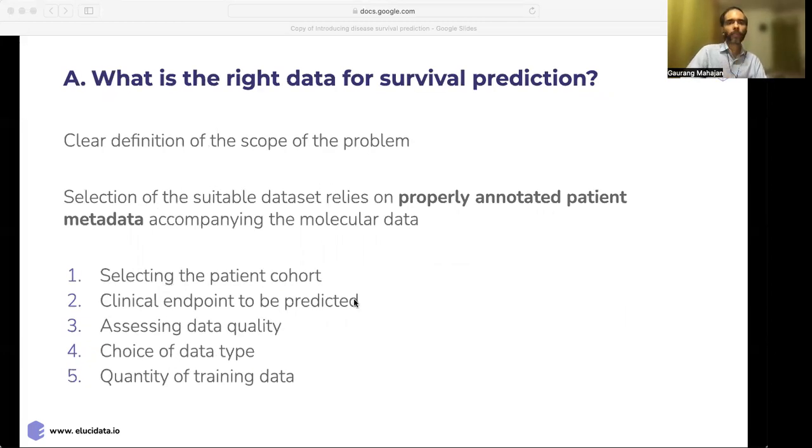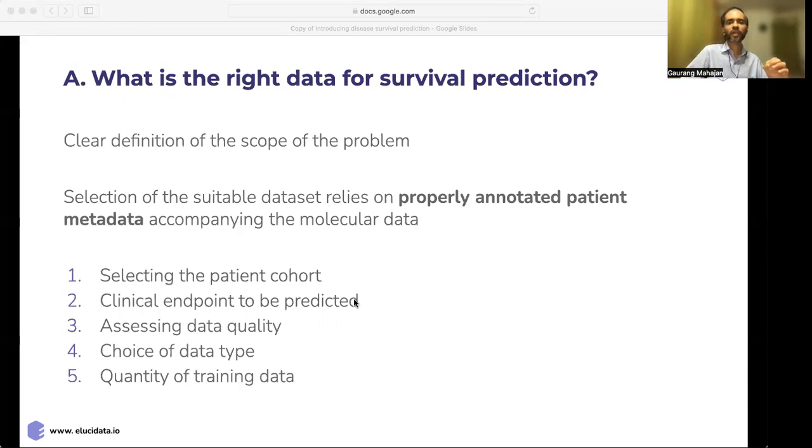So how do we approach a survival prediction problem in practice? The first step is selecting the right data for the problem, constructing the data set. If public data or data from previous studies is to be used, then it's crucial that the data is properly annotated. So the quality and completeness of the metadata are very important. The omics data itself could be technically sound, but if it's not findable, if it lacks context, then that's going to compromise its usability for a specific problem case.